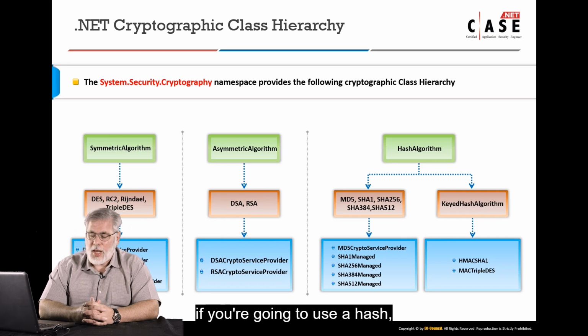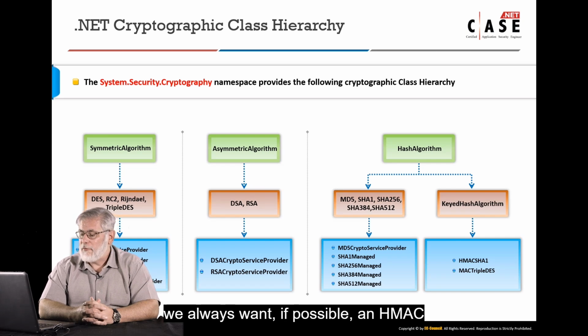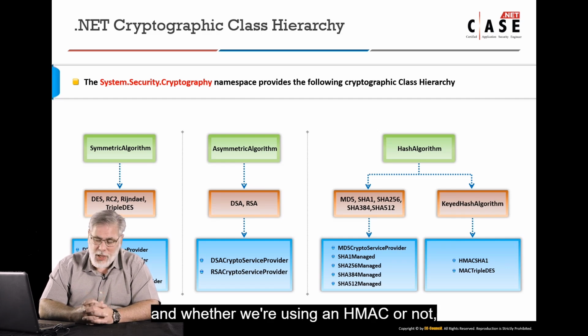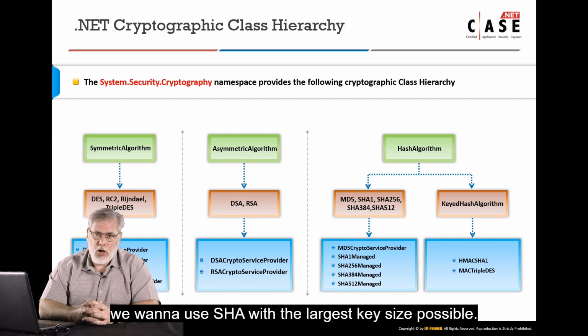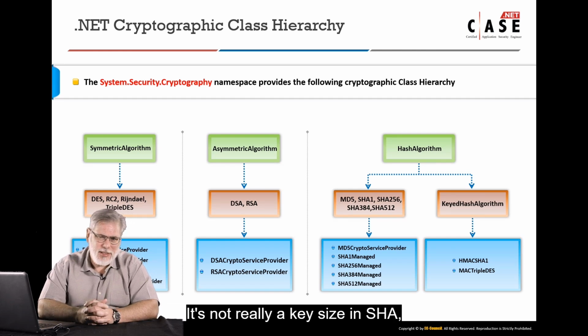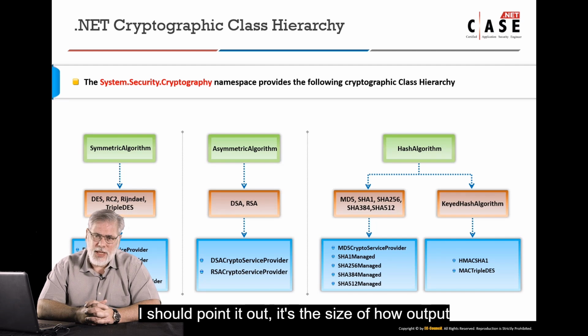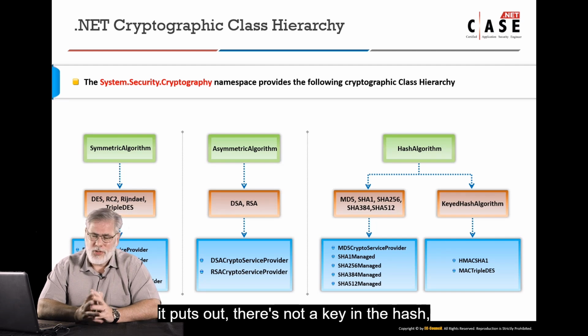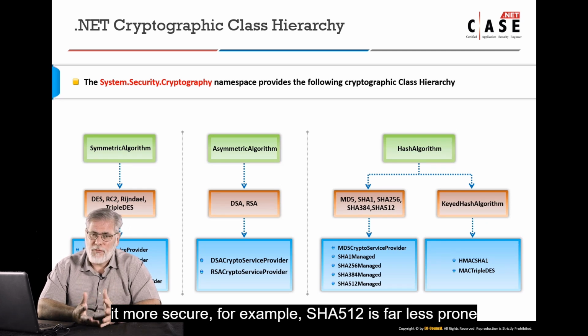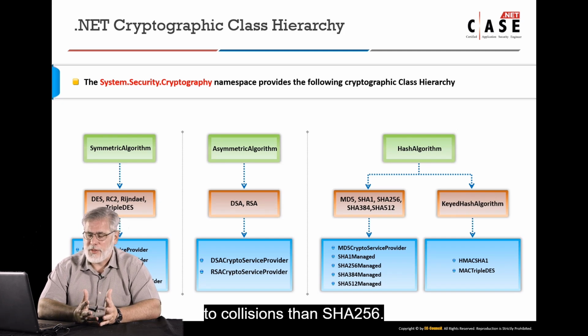If you're going to use a hash, we always want, if possible, an HMAC, and whether we're using an HMAC or not, we want to use SHA with the largest key size possible. It's not really a key size in SHA, I should point that out. It's the size of the output it puts out. There's not a key in a hash, but using the larger outputs will actually make it more secure. For example, SHA-512 is far less prone to collisions than SHA-256.